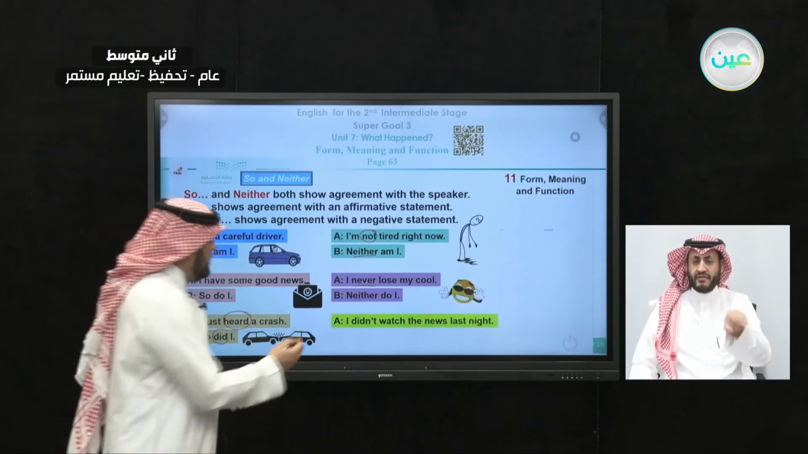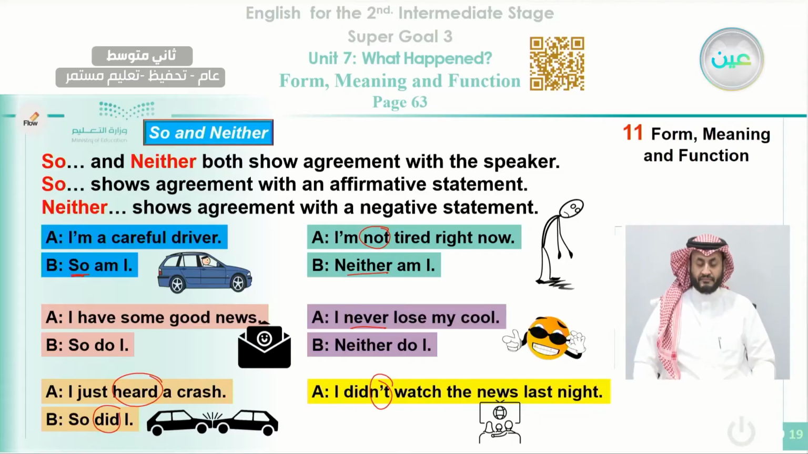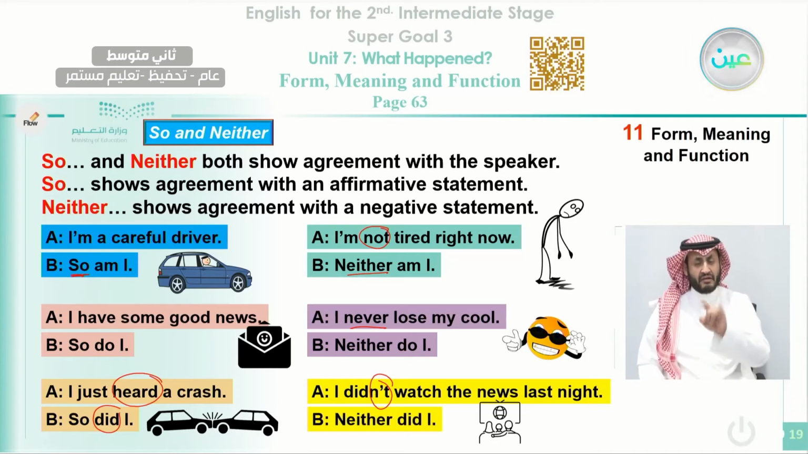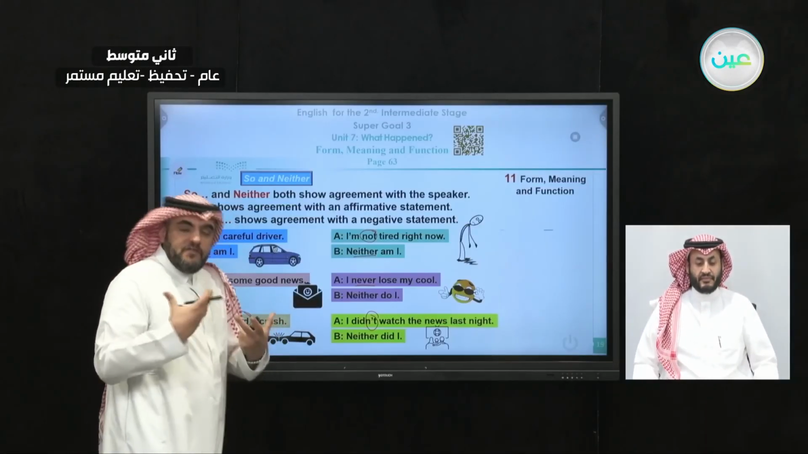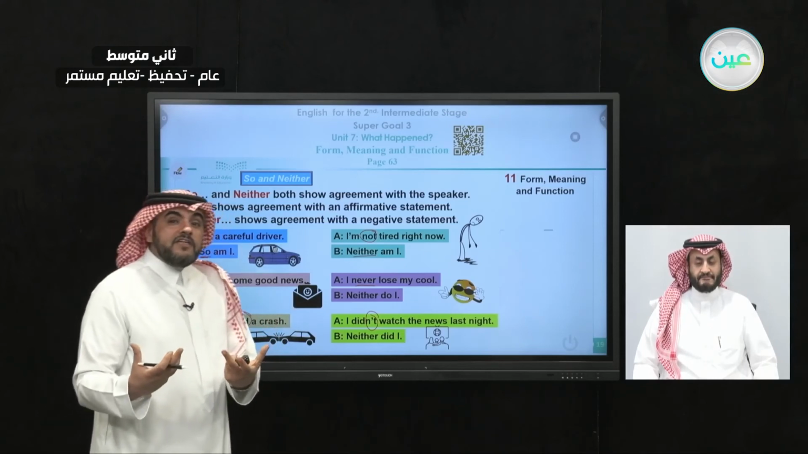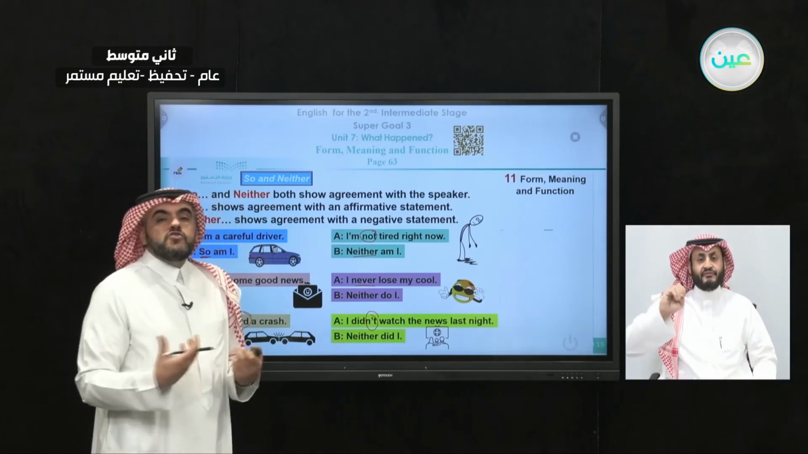Here, since it is in the negative form, you don't use "not", you use "neither". So we can say here, "Neither did I." Even me, I didn't watch the news. Okay, so this is how we use "neither" and "so". If it is in the negative form, we use "neither". If it is in the affirmative form, we use "so".